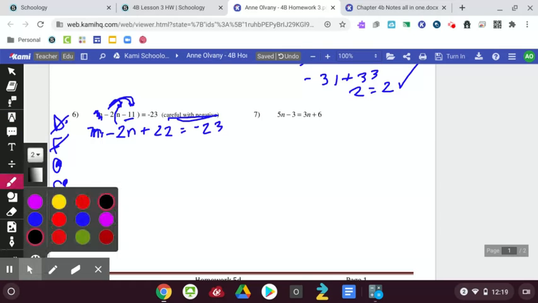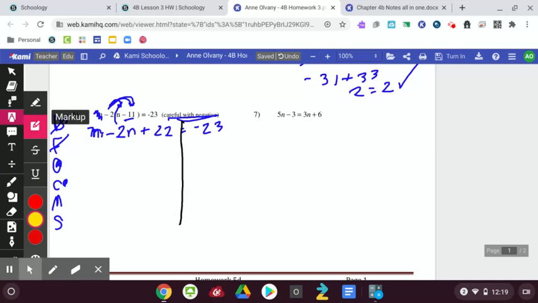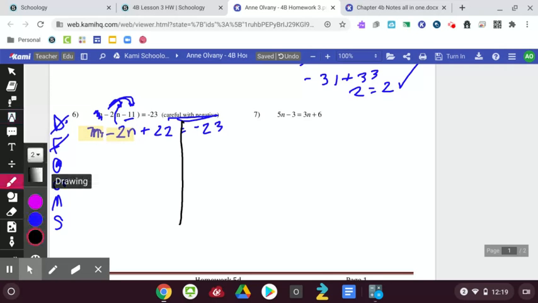Looking at the two sides of the equation, I see the right side definitely has more going on, and I have a 7n and a negative 2n. 7n minus 2n is 5n. Keep my plus 22 equals negative 23. There are not variables on both sides, and now I just solve my two-step.